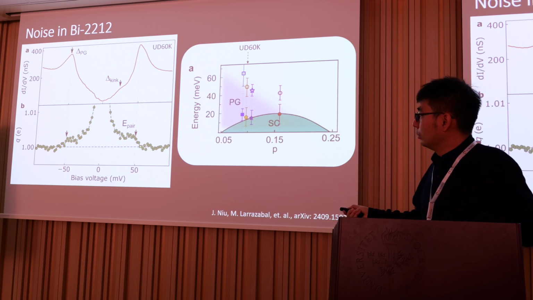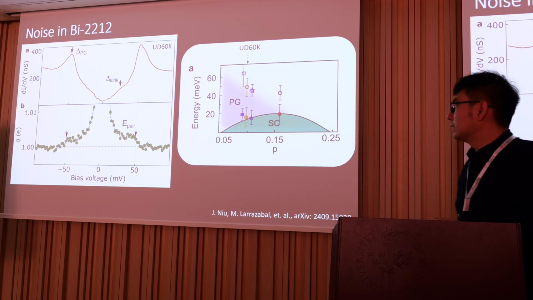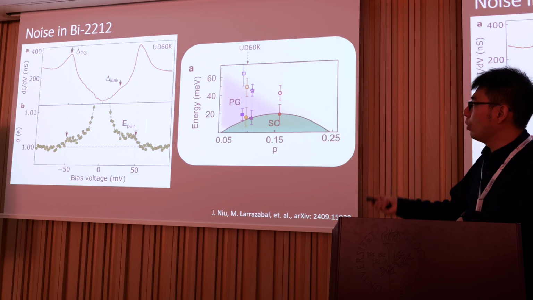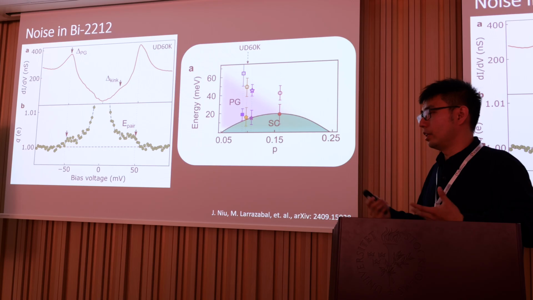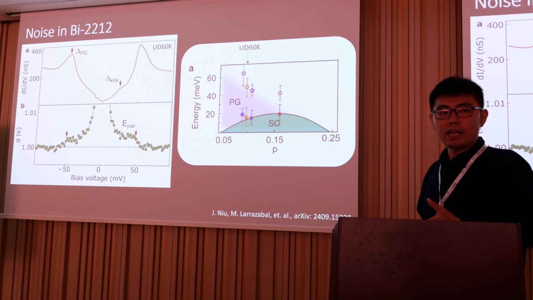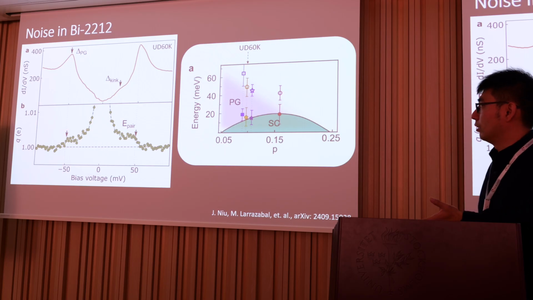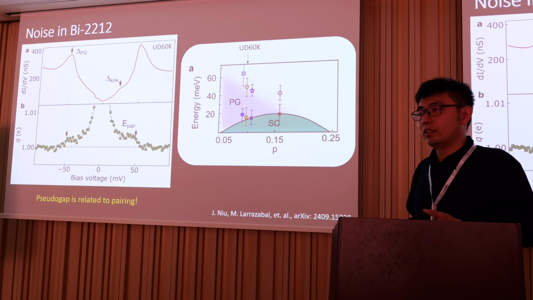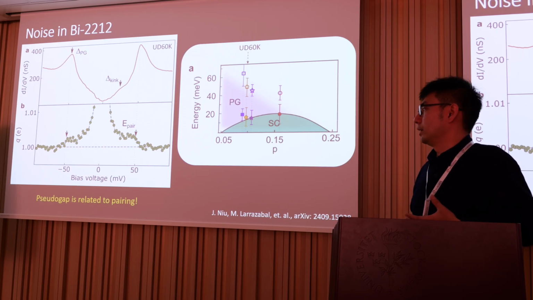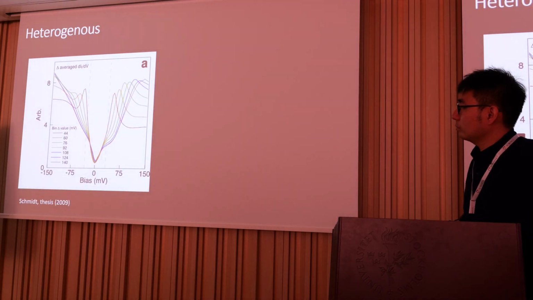Then, if we compare this pair energy with the spectrum, you can find that it overlaps very well with the pseudo gap energy, and already starts at 50 millivolt. So this means you already have the pair energy at 50 meV. It's a very large energy, and we can already make our first conclusion now: the pseudo gap is related to pairing. There is no competition between the pseudo gap and the pairing.